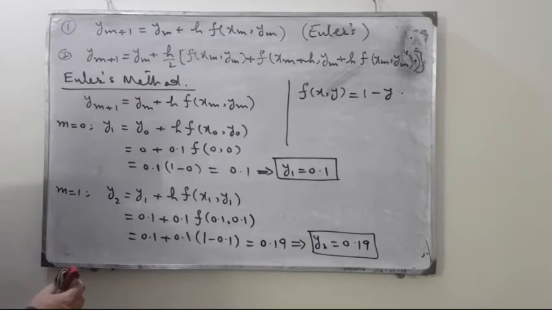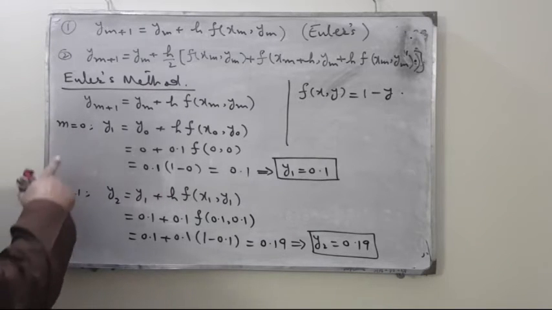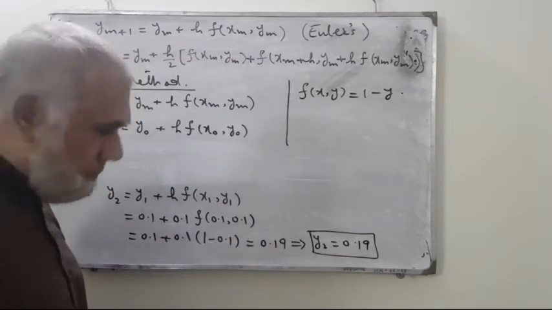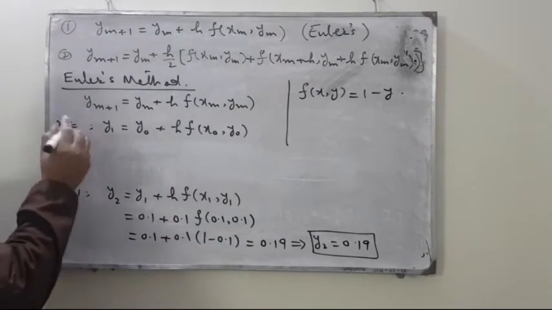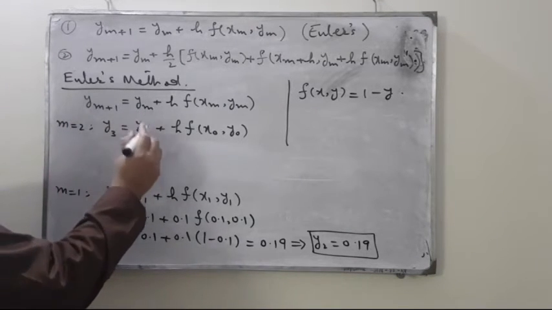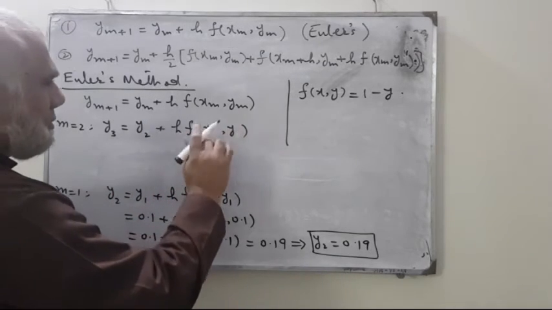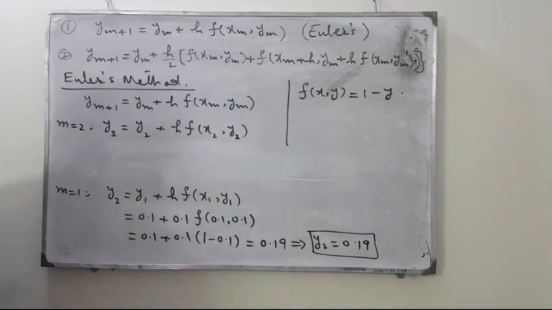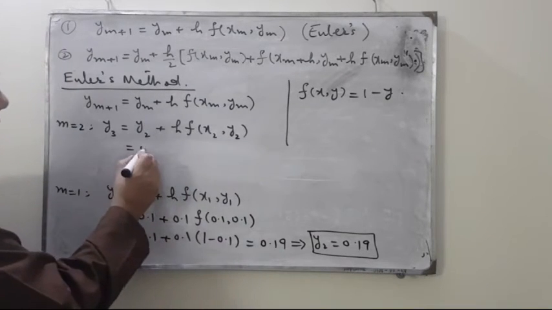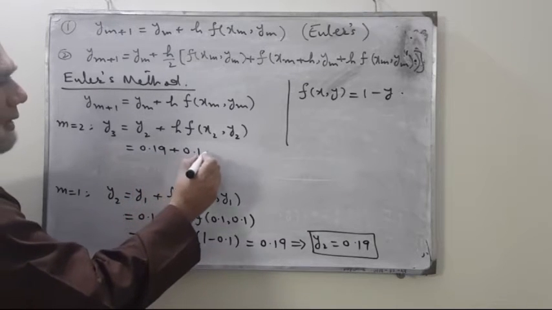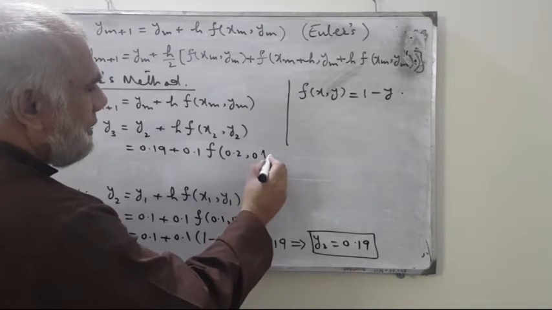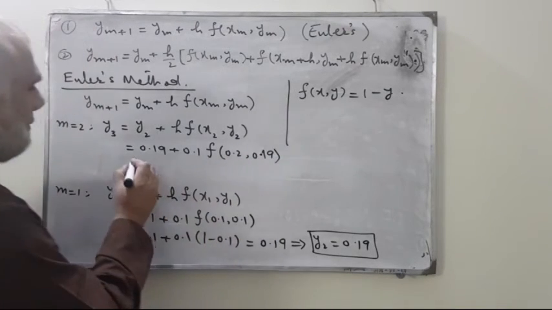Now to proceed for the next, I am using this once again. Here we take m2. On the right side there will be y3. This will be y2, and these are also replaced by x2 and y2. Now y2 we have just calculated, that is 0.19, plus 0.1, f of x2 is 0.2 and y2 is 0.19. So this is the information so far.